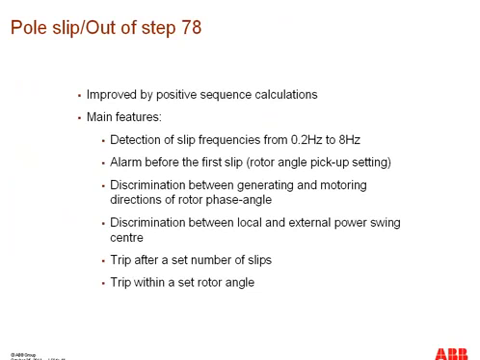What should be the main features of this pole slip or out-of-step protection? It should detect the slip frequencies from 0.2 Hz to 8 Hz, and it should alarm before the first slip, and it should discriminate between the generating as well as the motoring direction of the rotor phase angle. It should discriminate between the local as well as external power swing centers, and it should trip after a set number of slips, and at that time a set rotor angle to satisfy the trip condition.